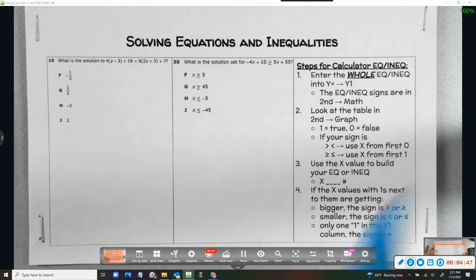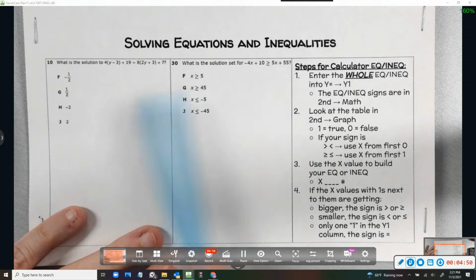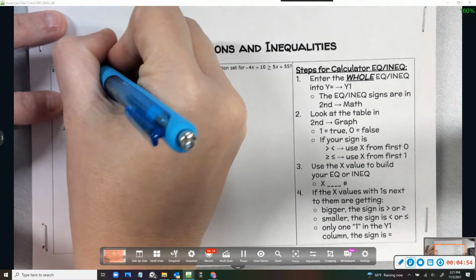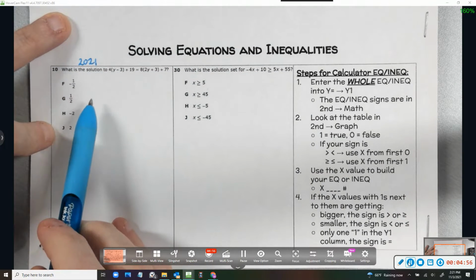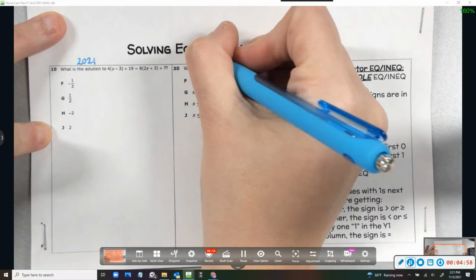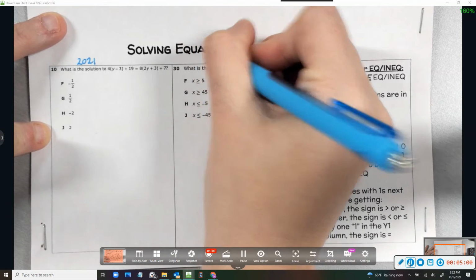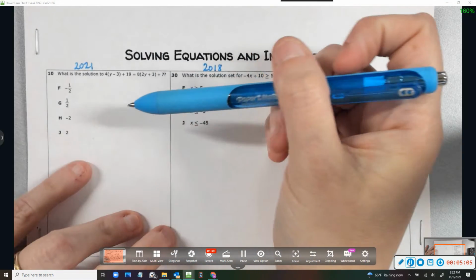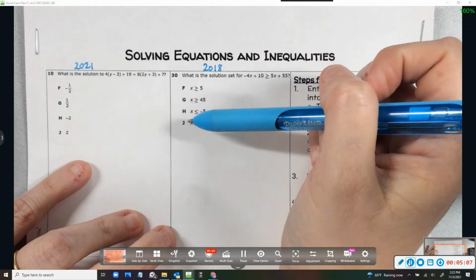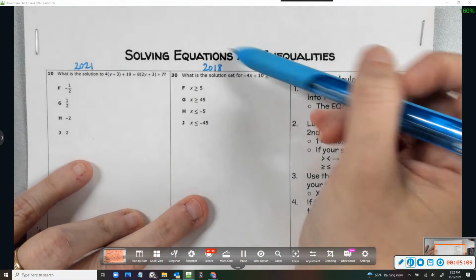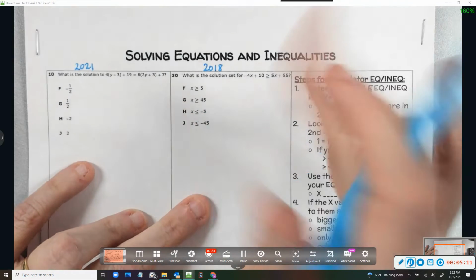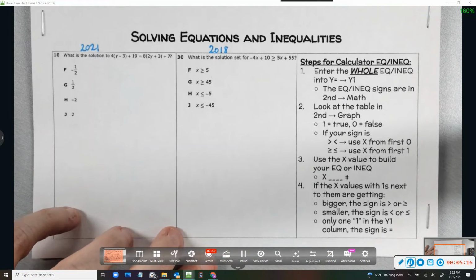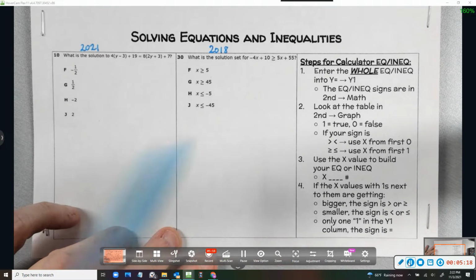Alrighty, so these two problems were actually on STAR. Number 10 is a released question from last year's 2021 STAR. Number 30 was a released question from the 2018 STAR. So both of these questions were asked. Every year they ask a question with an equation. Not as often, like every other year or so, they'll ask a question with an inequality. But since it's a skill that you're required to know, you could be asked about inequalities any year.